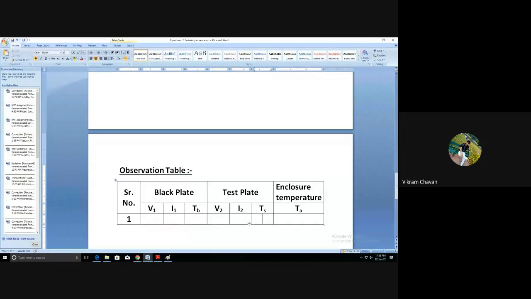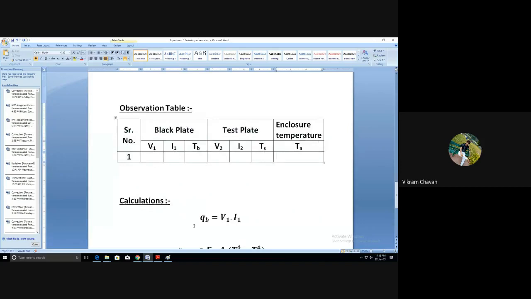Okay, so that will be symbolically represented as T suffix S. And the final temperature reading we have to consider: if this TB and TS are equal, okay, near about equal, then in that case we have to consider the temperature of the enclosure. Okay, that will be the ambient air temperature or surrounding environment temperature, and that is equal to T suffix A. Okay, so once you achieve the equilibrium and steady state, then we can perform the calculations.